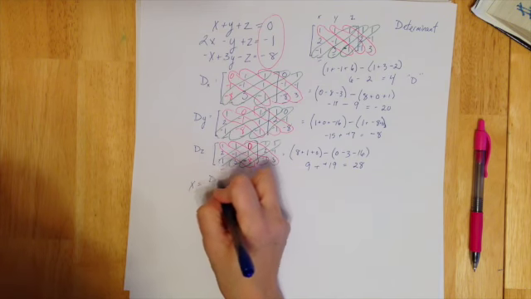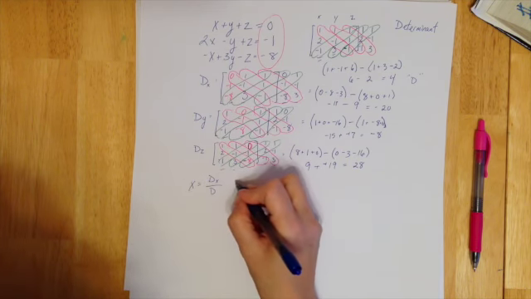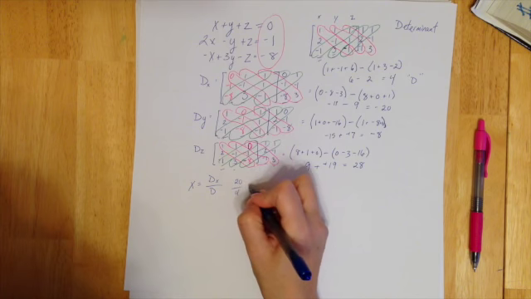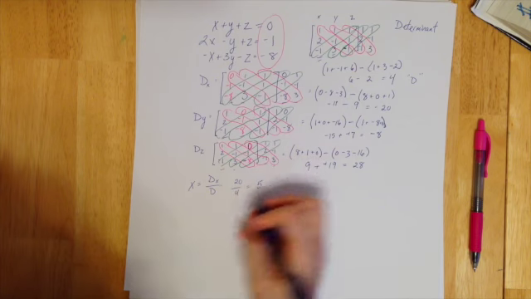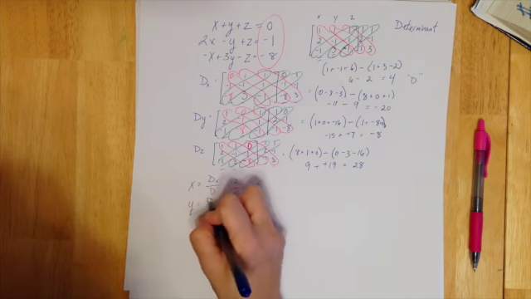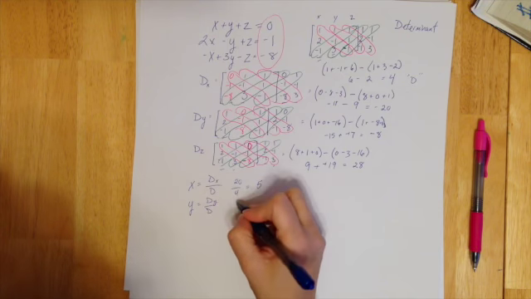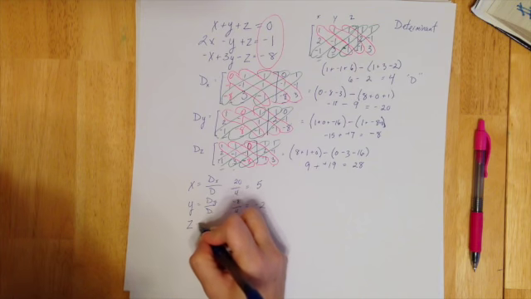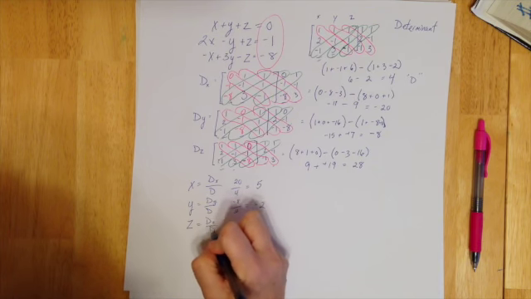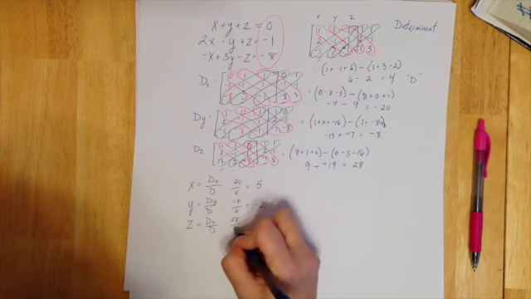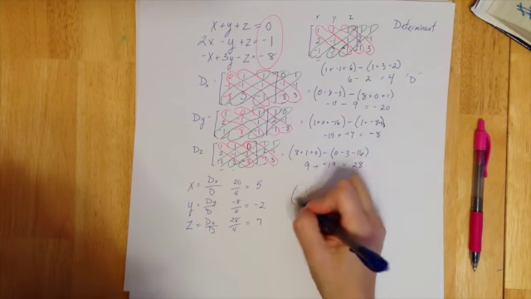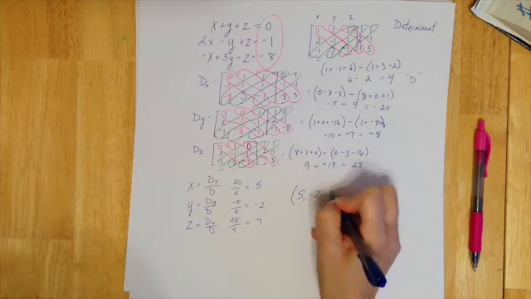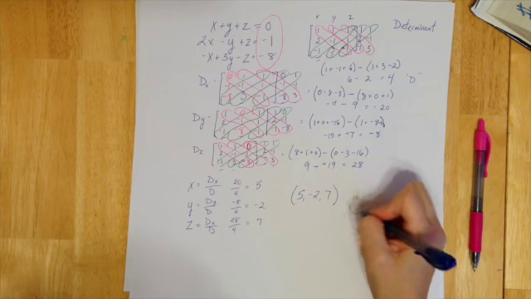So x is Dx over D. So 20 over 4 is 5. Y is Dy over D. The negative 8 over the 4, which is negative 2, and z, Dz over D, is 28 over 4, which is 7. Again, a point, 5, negative 2, 7. And we're done.